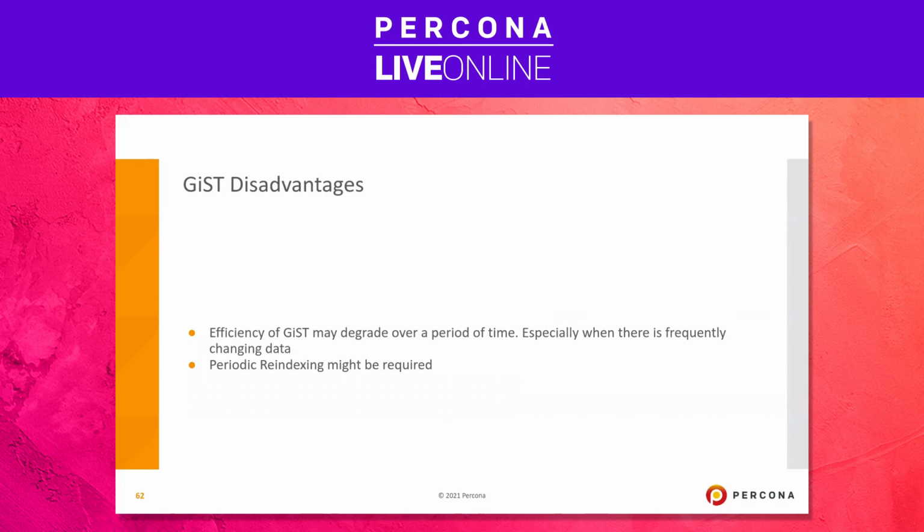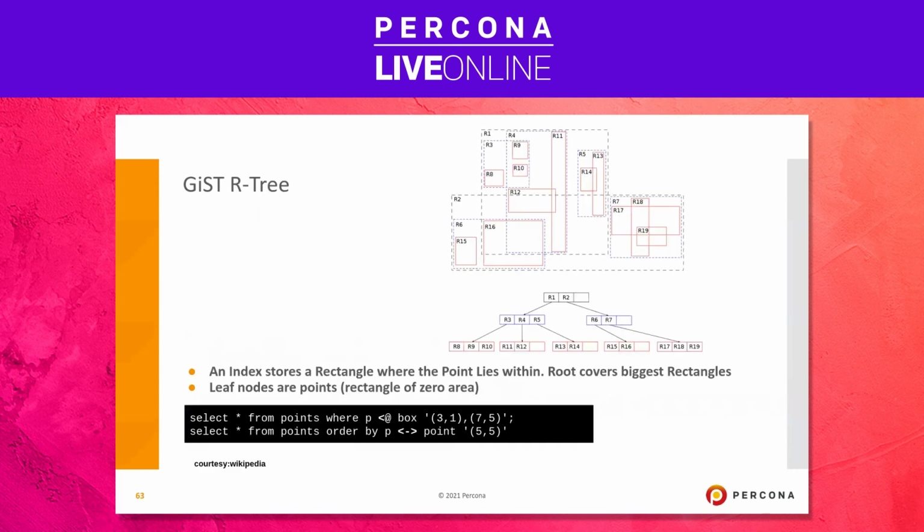And the disadvantage is the efficiency may degrade over time. If there are a lot of data changes, a periodic reindex may be required. And here is an example of using R tree, just R tree.